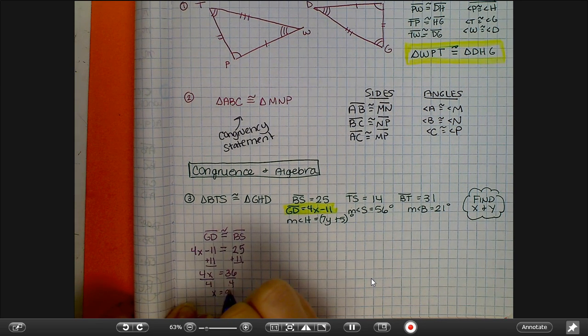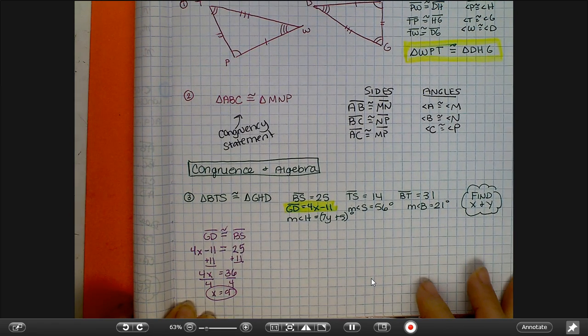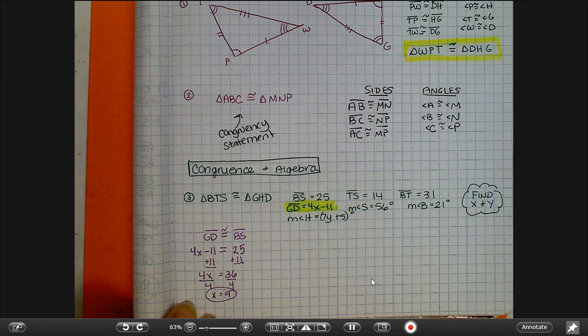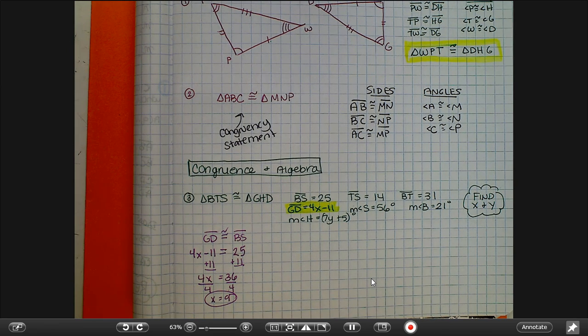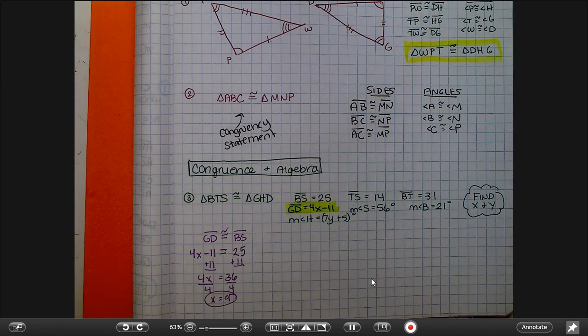So x equals 9. All right, that's it. That's all there is to it. So let's look at the other one. Let's look at what y is. Let me get a different highlighter so we can keep track of these together. That is not a highlighter. This is.